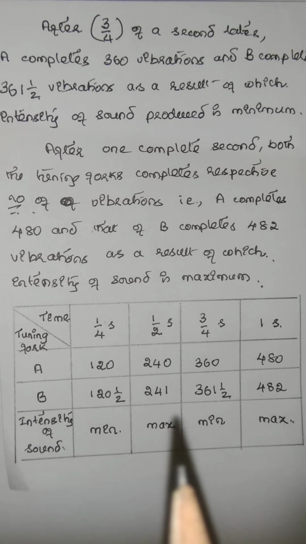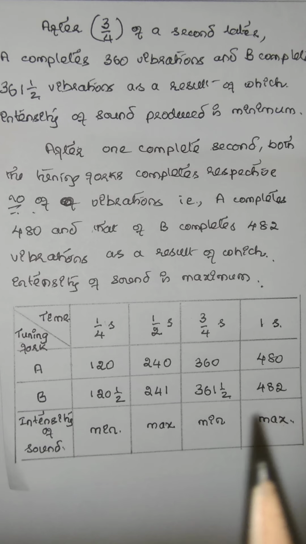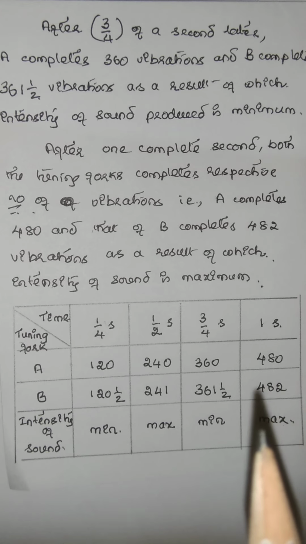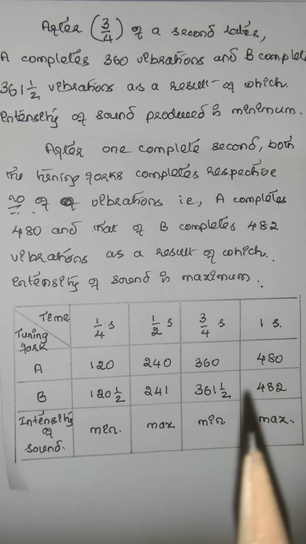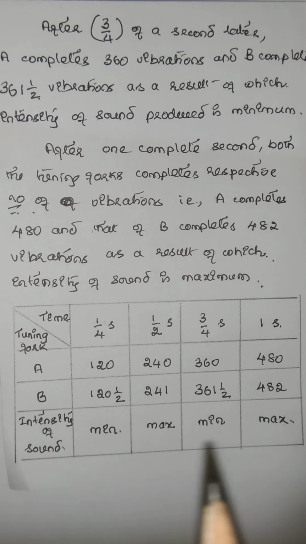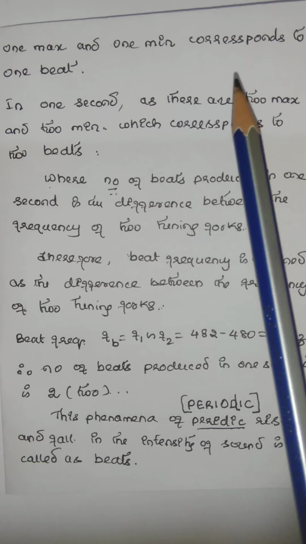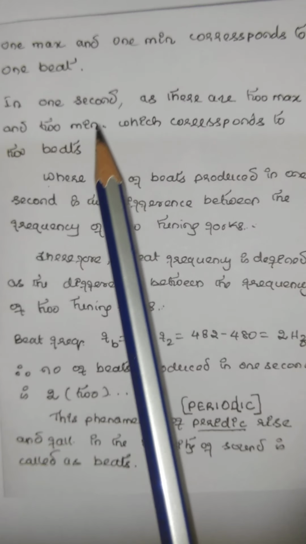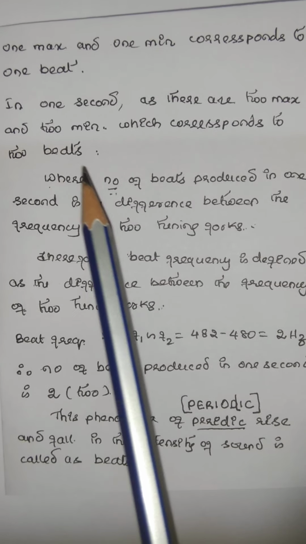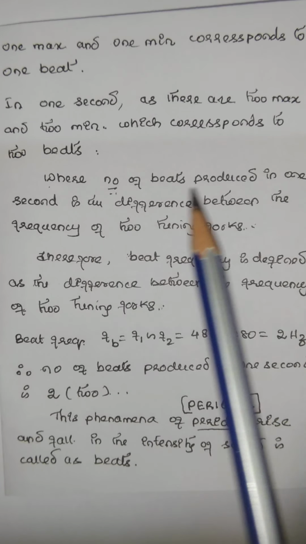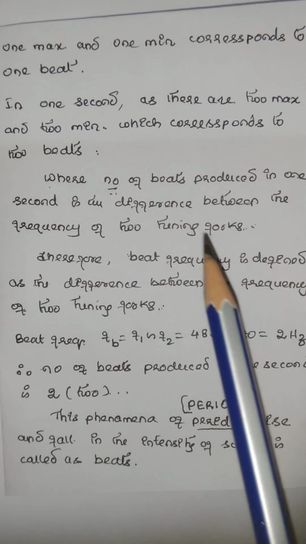Therefore, the number of beats produced is 2, which is nothing but the difference in the frequency of the tuning forks. The difference between the frequencies of the two tuning forks is the number of beats produced. Here, as there are two maxima and two minima, the number of beats is 2. One maxima and one minima correspond to one beat. In 1 second, as there are two maxima and two minima which correspond to 2 beats, the number of beats produced in 1 second is the difference between the frequencies of the two tuning forks.